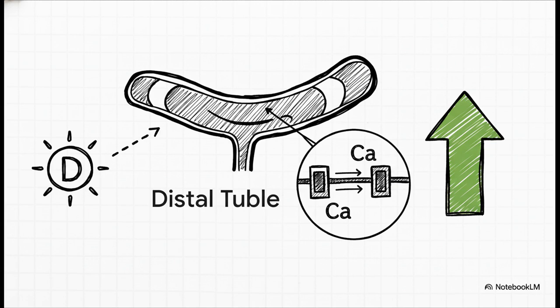You see, active vitamin D is like a construction foreman for gene expression. It tells the cells to build more of the key calcium transport proteins. We're talking TRPV5 channels, calbindin, the PMCA pump. The whole crew works together to pull way more calcium out of the fluid and back into your blood.